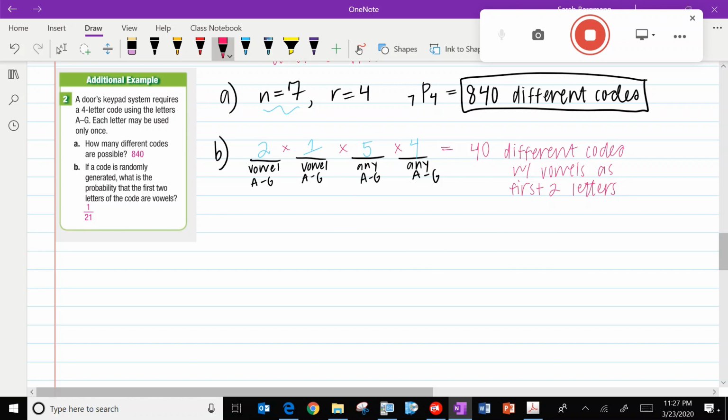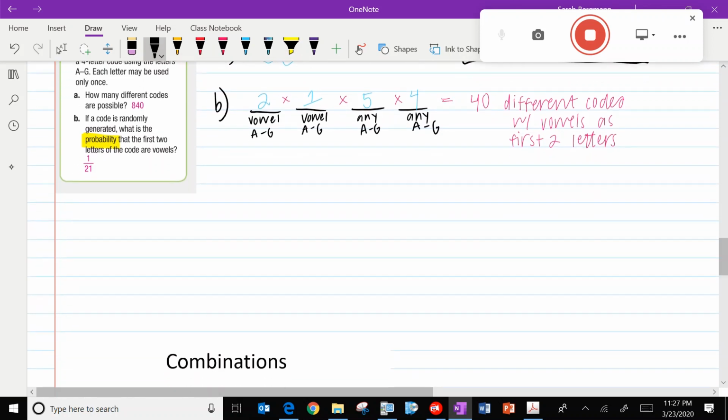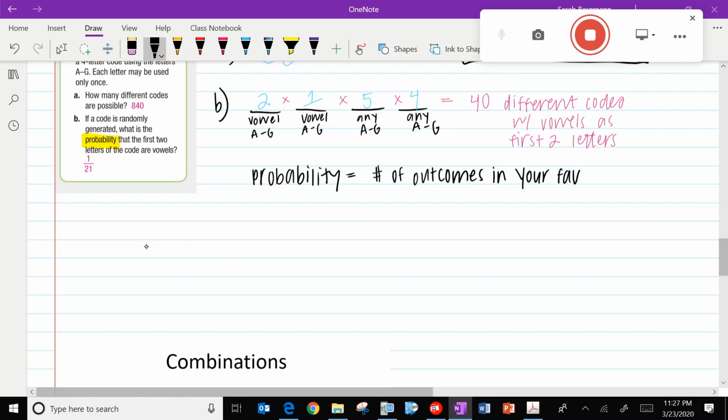However, they are not asking us for the number of different codes, it asks us for the probability. So just as a quick refresher, if you forget about probability, probability is always equal to the number of outcomes in your favor over the total number of possible outcomes.